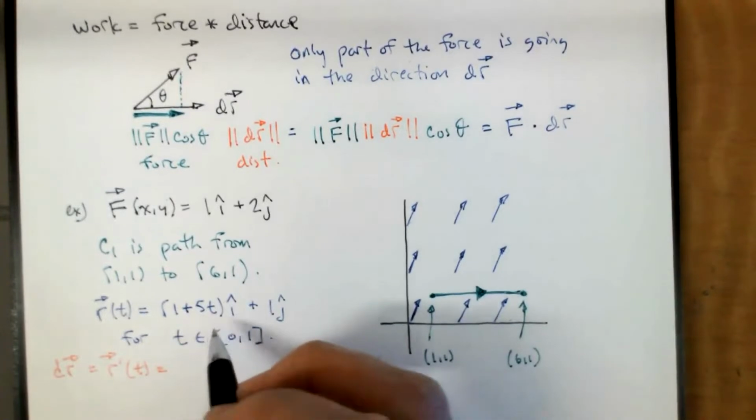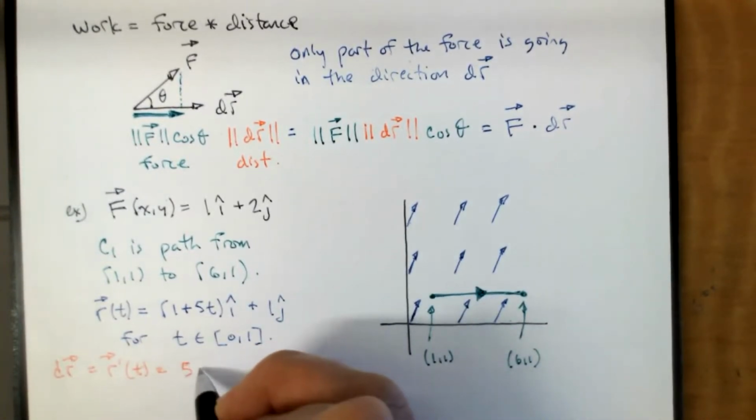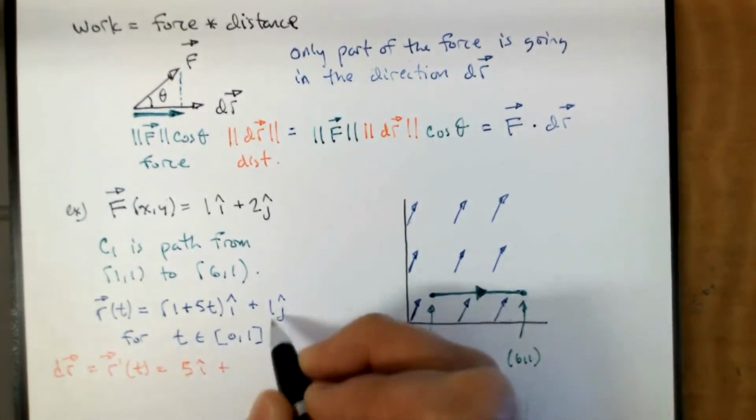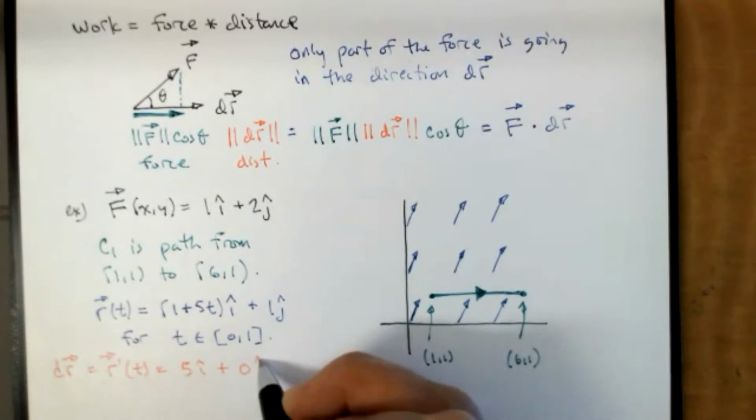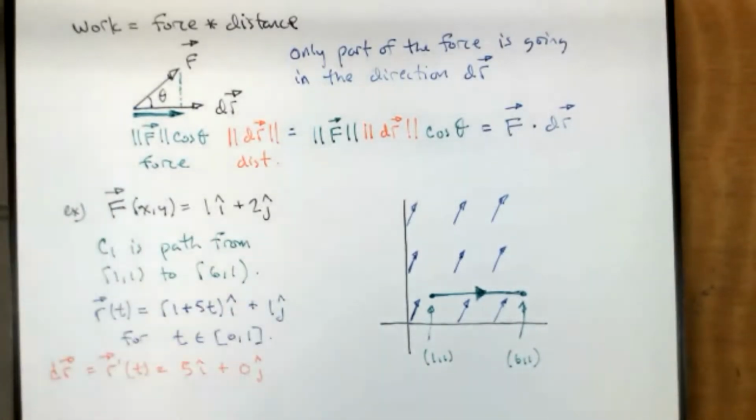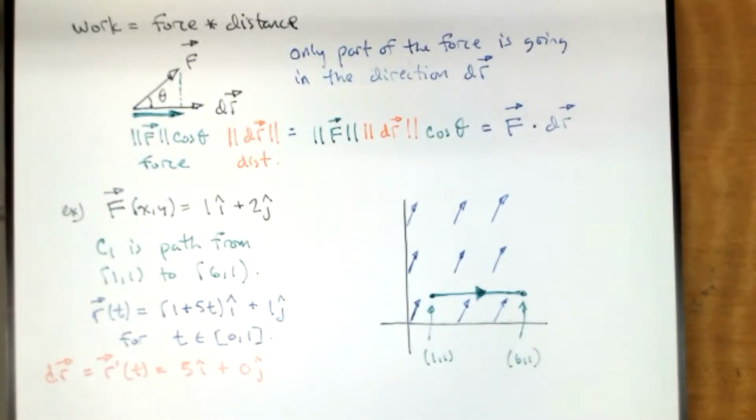The derivative in the x direction is 5, and the derivative in the y direction is 0. Our path, it makes sense. We got 0 in the j direction. We're not going anywhere in the j direction. The y coordinate is constant.